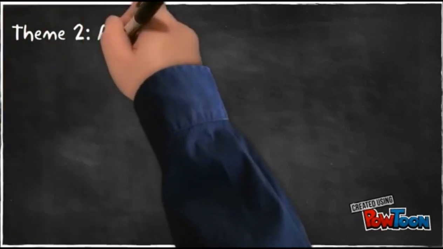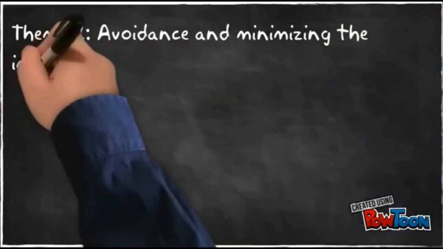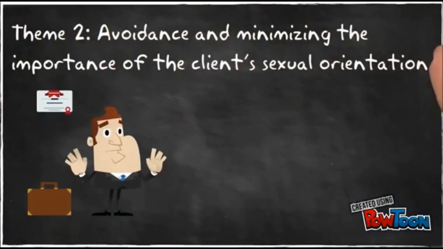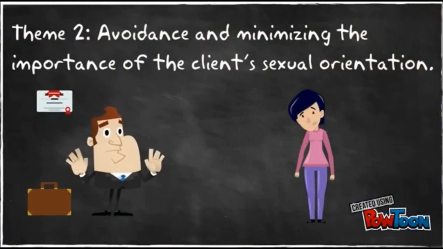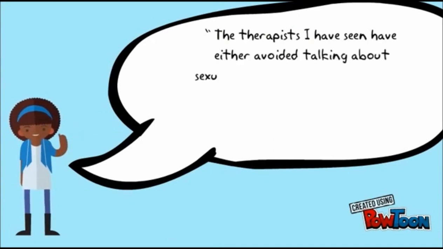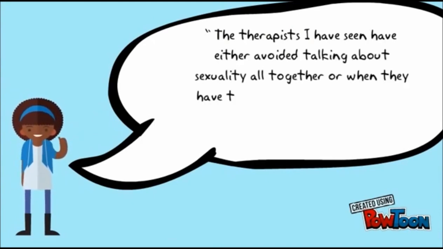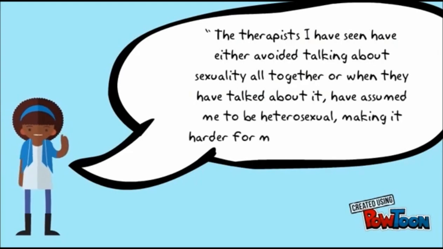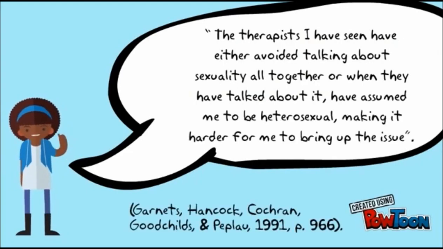Theme 2. Avoidance and minimising the importance of the client's sexual orientation. This can convey to a client that when they experience problems pertaining to their sexual orientation, that these are not important or that they should feel uncomfortable discussing these issues because their therapist is displaying discomfort. This is supported by the experience of an LGB client who stated that the therapists I have seen have either avoided talking about sexuality altogether, or when they have talked about it, have assumed me to be heterosexual, making it harder for me to bring up the issue.